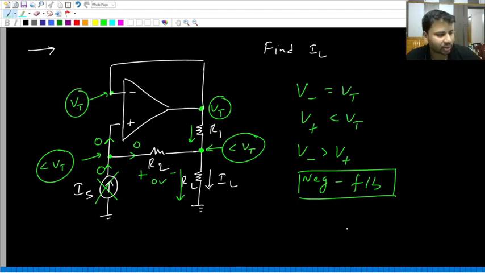So now let us make use of virtual short to find the value of the load current IL.